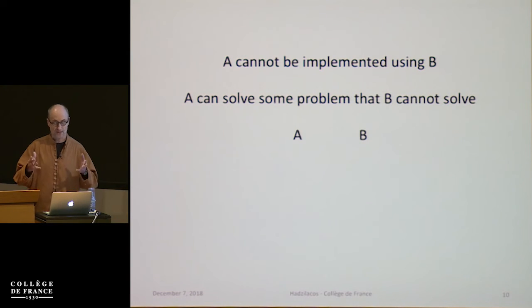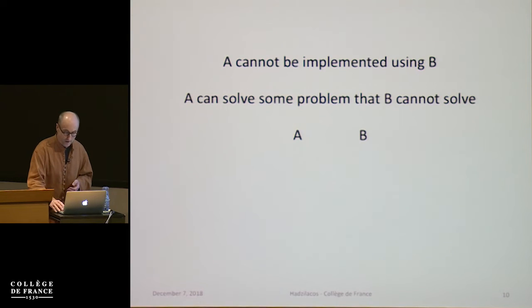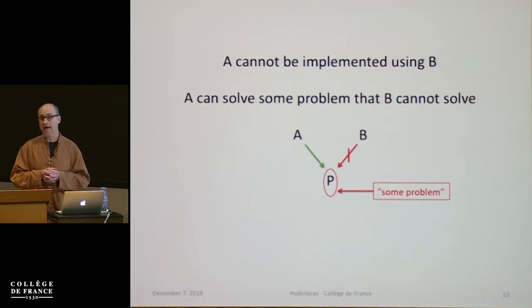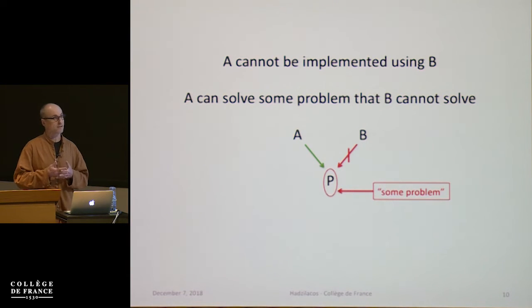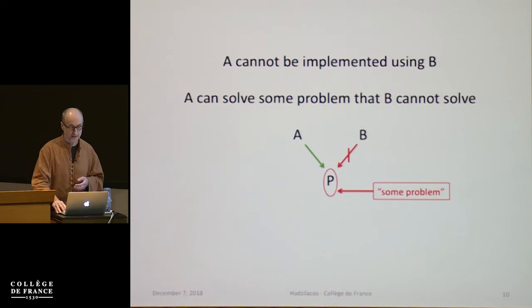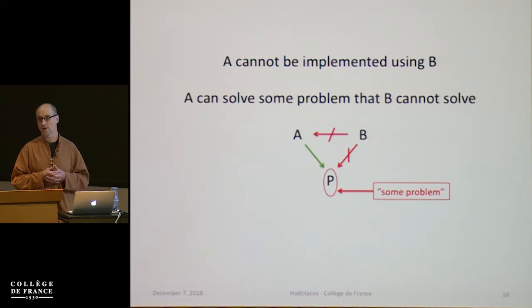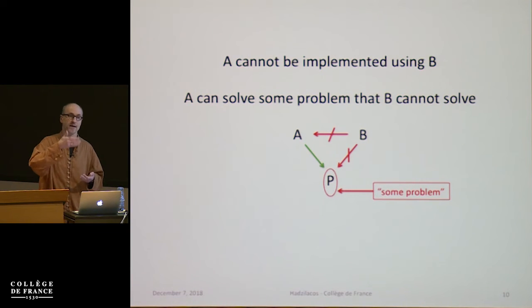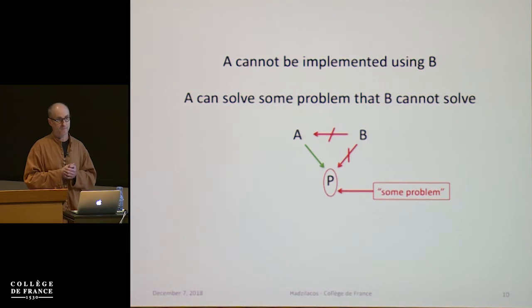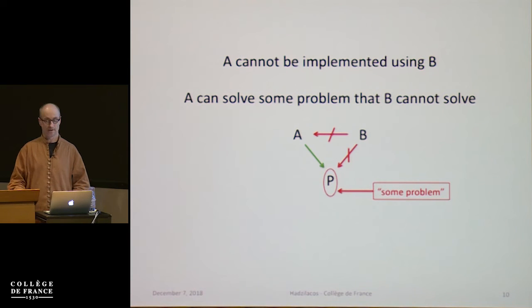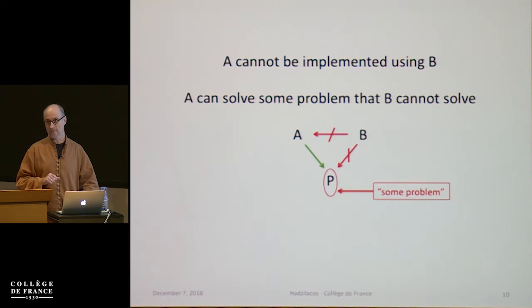So in terms of pictures, here are the two objects A and B. And here is some problem P that A can solve, indicated here with a green arrow, but B cannot solve, indicated here with the crossed out red arrow. Well, these two things imply that B cannot implement A, because if B could implement A, then you would be able to use B to solve P by first implementing A and then using A to solve P. Okay? So this is going to be the way in which we can demonstrate that an object cannot implement another.